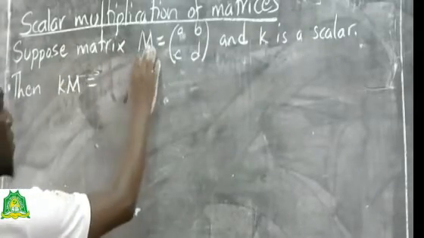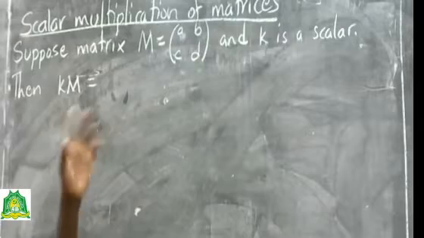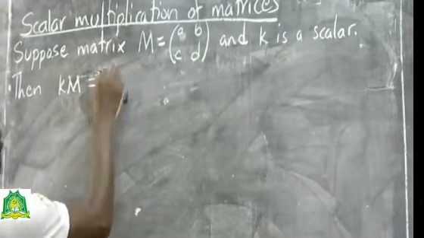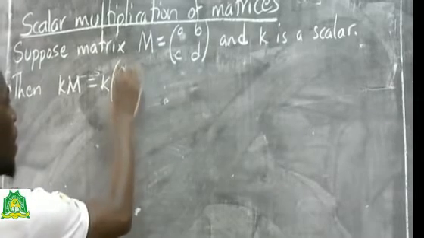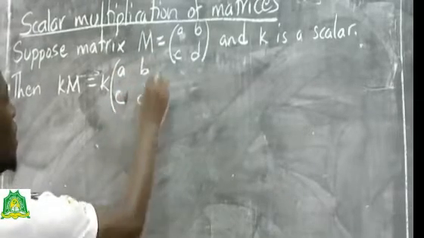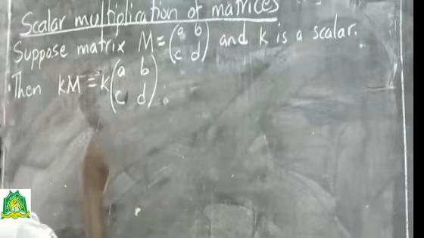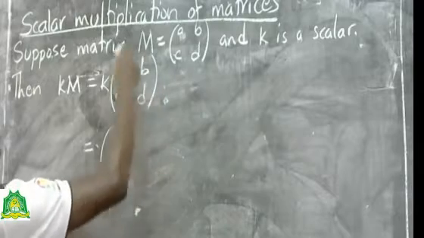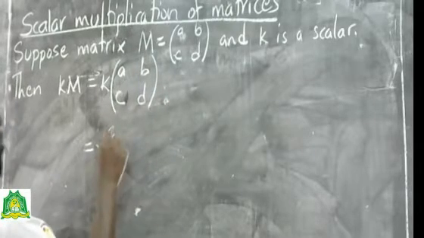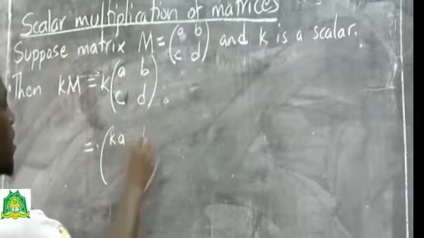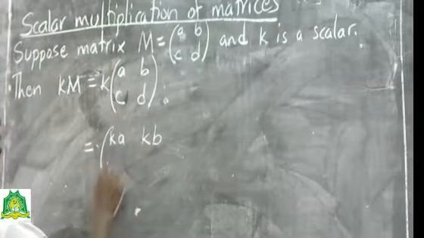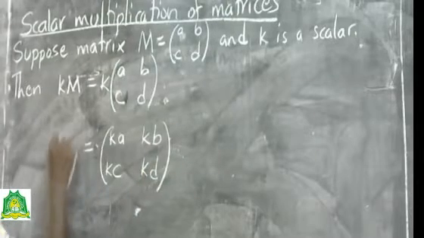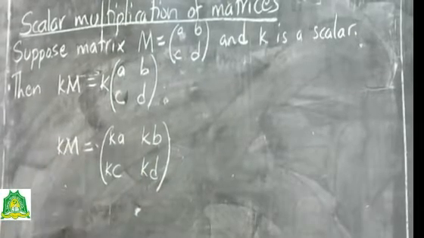So suppose I'm having my matrix M as that, and then K as the scalar. So KM is going to be equal to K into A, B, C, and D there. And then now the K is going to multiply all the elements inside the matrix. So that is K times A, K times B, K times C, K times D. So that's going to be my KM.